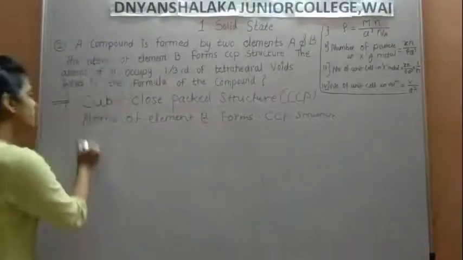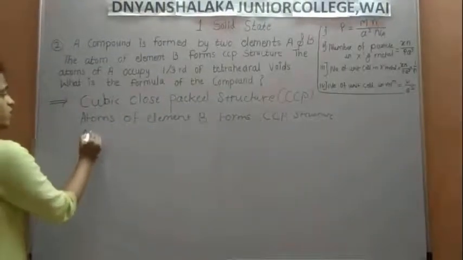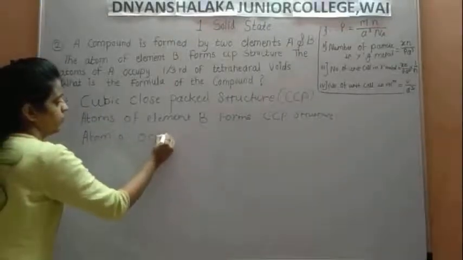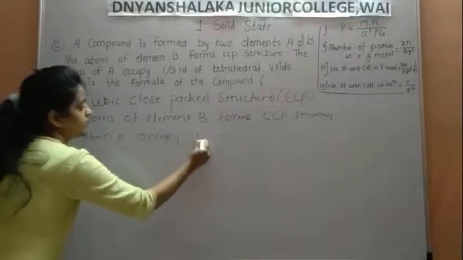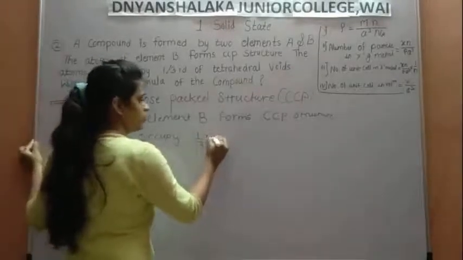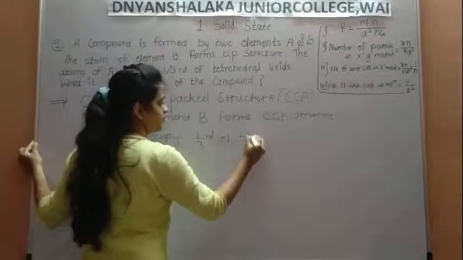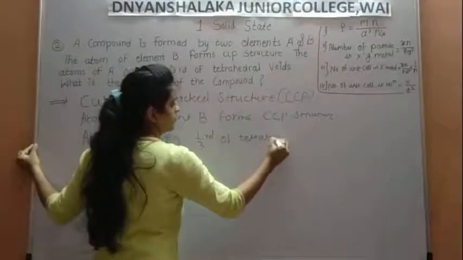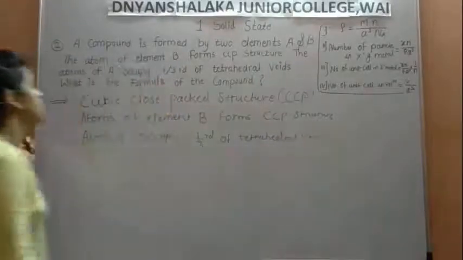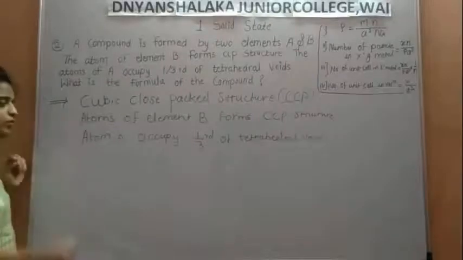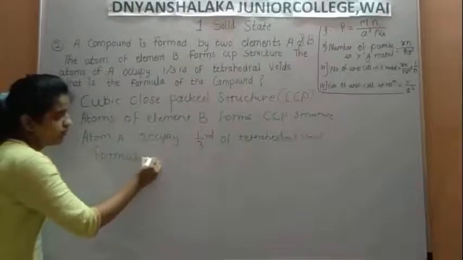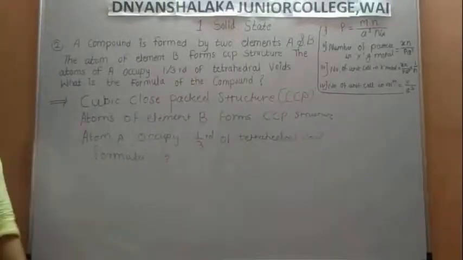Next, atom A occupies 1/3 of the tetrahedral voids. So what is the formula of the compound? We have to find out the formula of the compound. This is the given information.